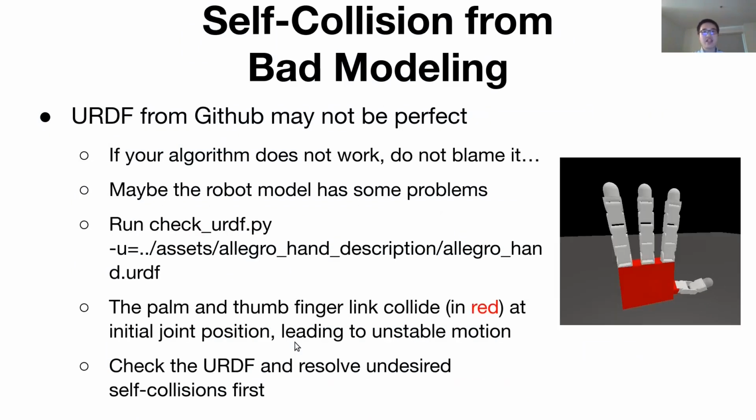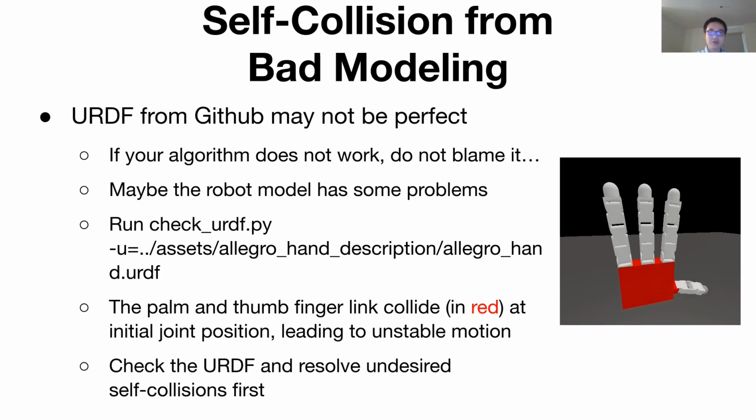The next issue is the self-collision from bad modeling. Here, you need to remember that the URDF files from GitHub may not be perfect. So sometimes if you just download some URDF file from GitHub and load that as a robot into your simulation environment and then run some algorithms based on it, your algorithm may not work. And that is not because you are using a bad algorithm. Maybe this model itself is just not behaving well.